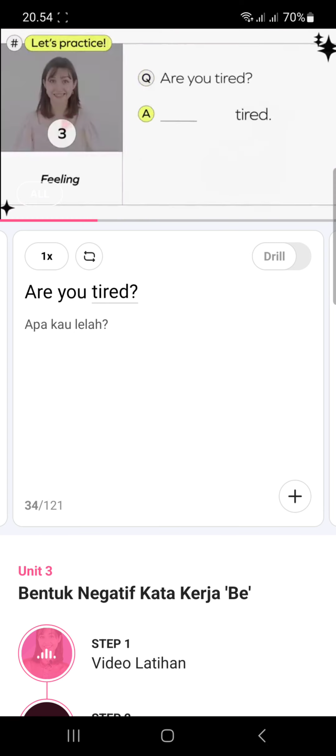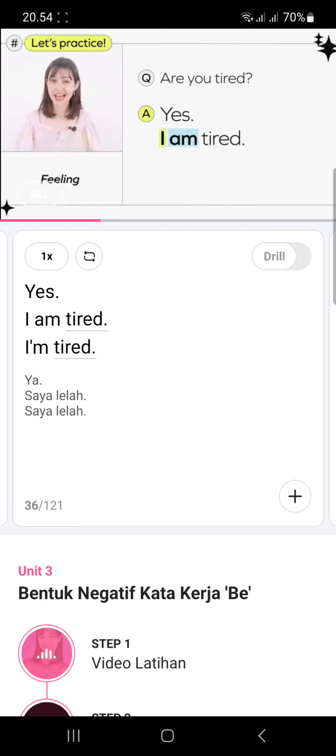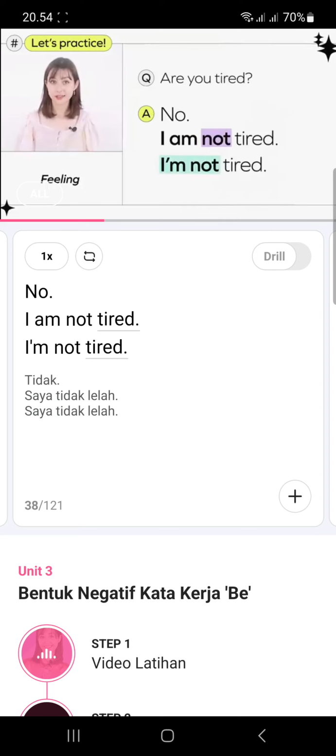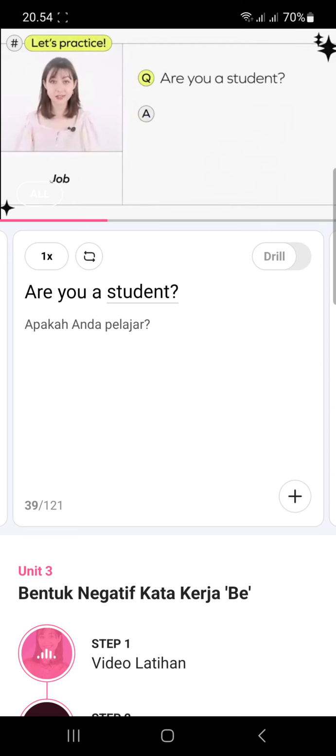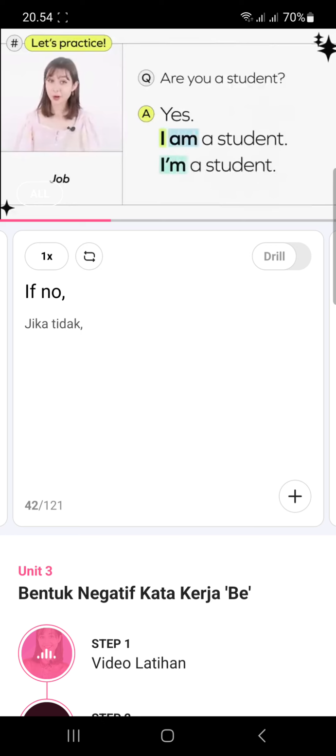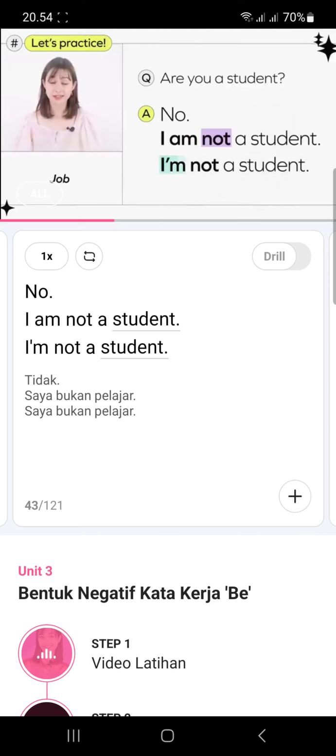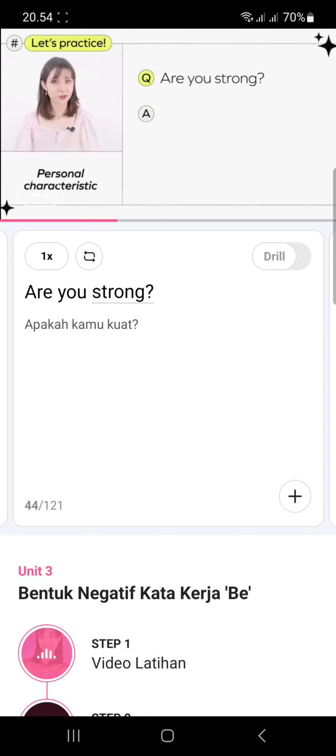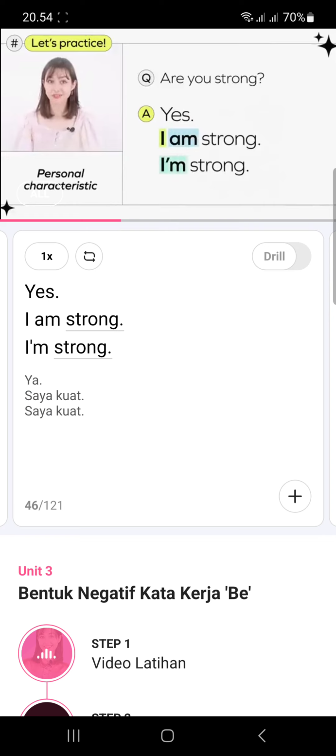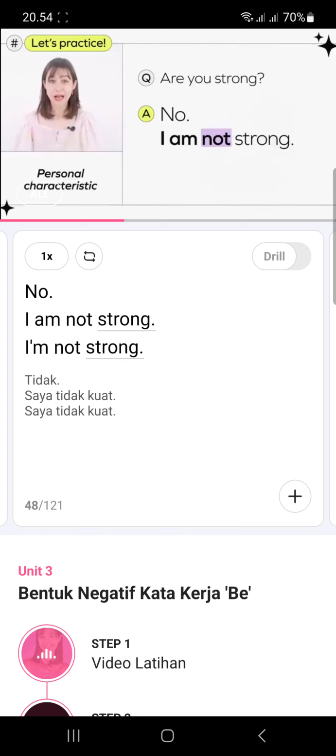Are you tired? If you are tired, yes, I am tired. I'm tired. If you are not tired, no, I am not tired. I'm not tired. Are you a student? If yes, yes, I am a student. I'm a student. If no, no, I am not a student. I'm not a student. Are you strong? If you are strong, yes, I am strong. I'm strong. If you are not strong, no, I am not strong.